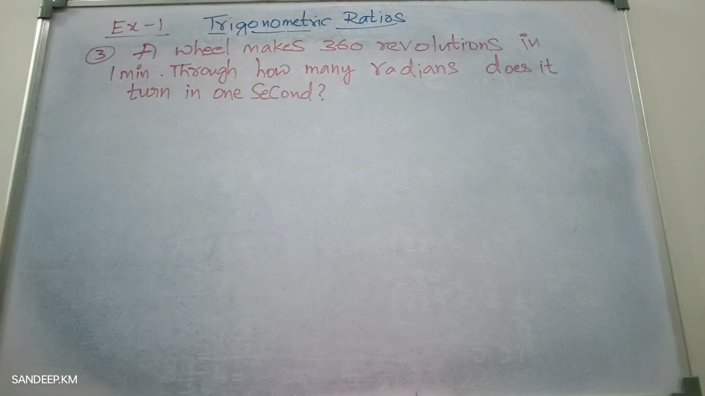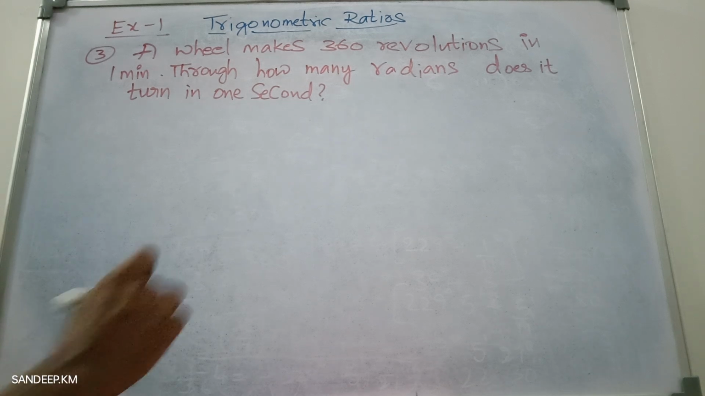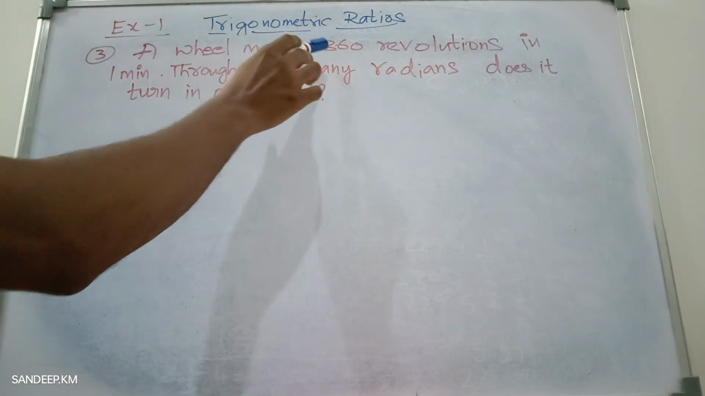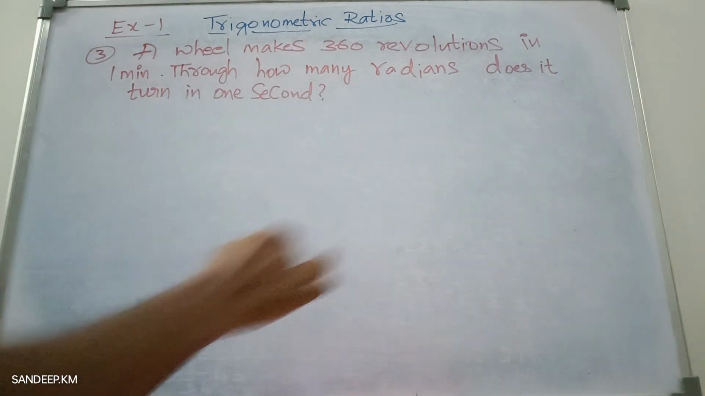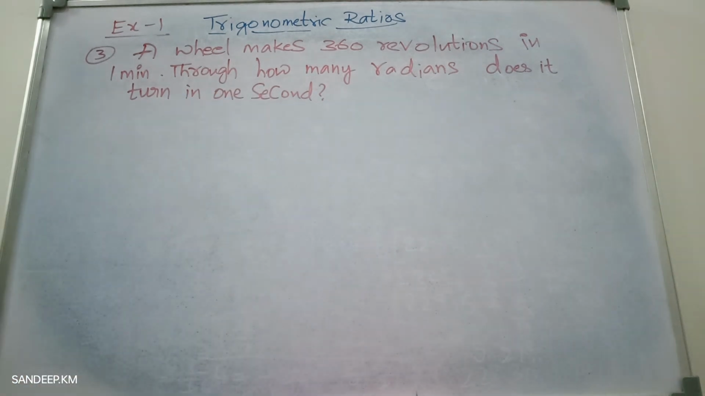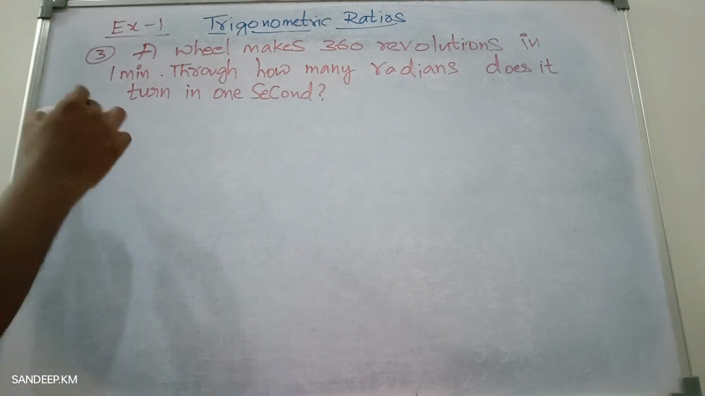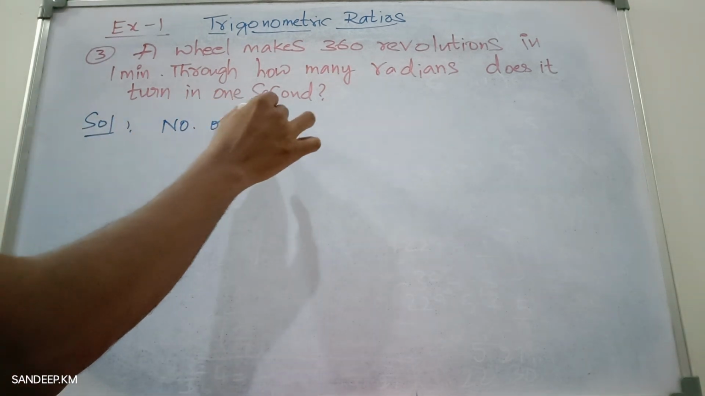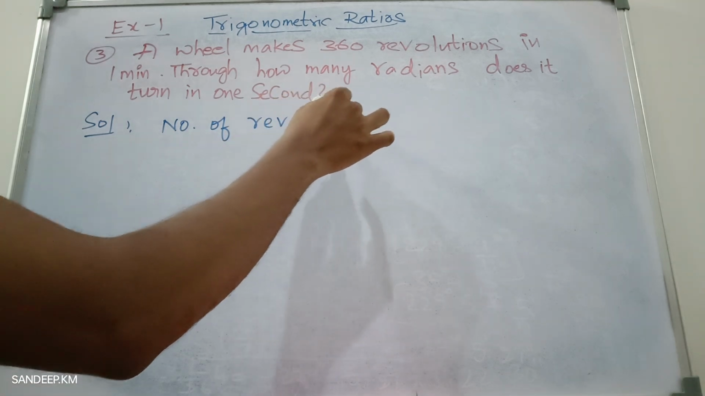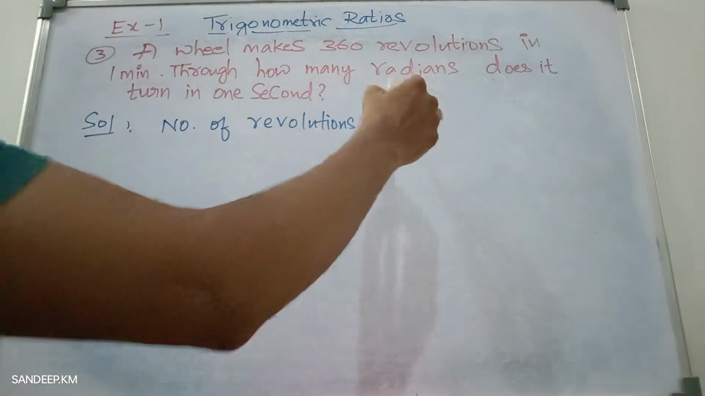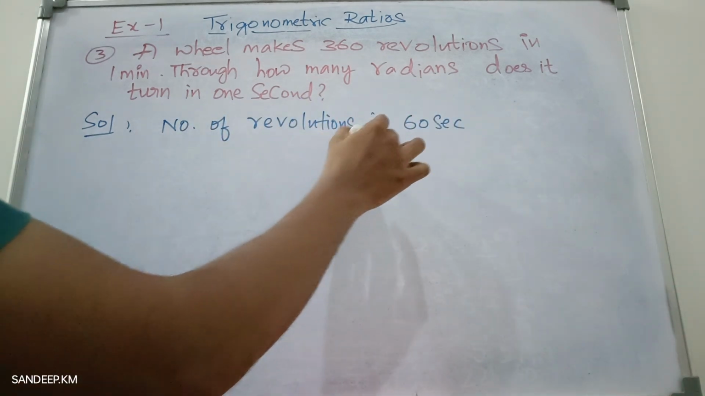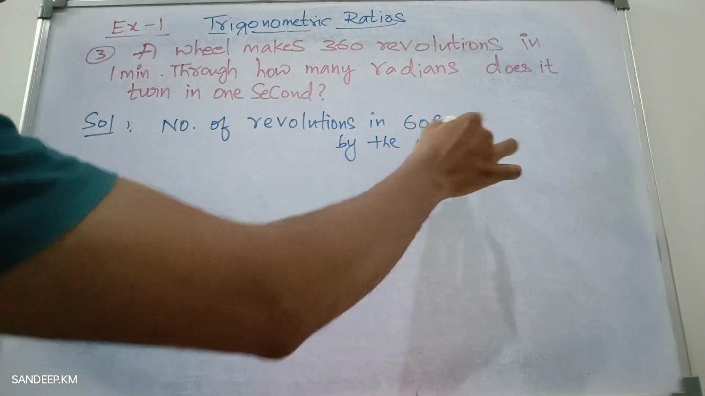It is observed that the wheel makes, see, this is one revolution. Like this, 360 revolutions are completed in 1 minute by the wheel. So what is the given information? Let me write it clearly. Number of revolutions in 1 minute. 1 minute means 60 seconds, right? Number of revolutions in 60 seconds by the wheel is equal to 360.